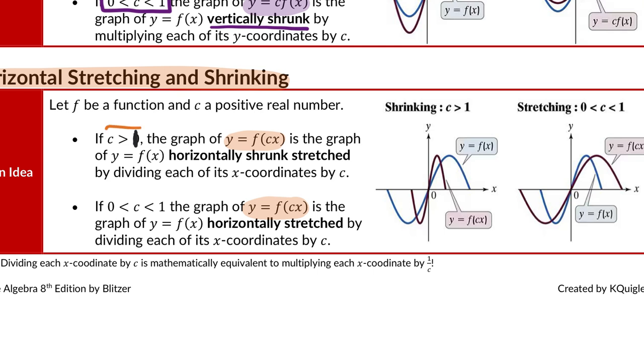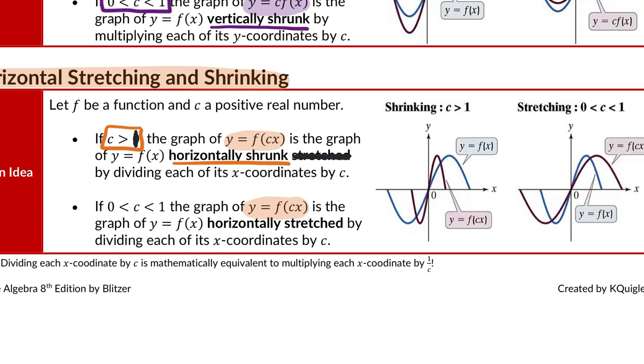So if you have a number that's bigger than 1 multiplied on the inside next to x, the graph is horizontally shrunk. Wow, that word stretched is right there. Mark that out. There's so many typos today. That graph is horizontally shrunk by dividing each of its x coordinates by c. In Algebra 1, you probably learned this, and in Algebra 2, that it was multiplied by the reciprocal. Dividing by c is multiplying by the reciprocal, and I put that down here. It's mathematically equivalent. Dividing by c is mathematically equivalent to multiplying by its reciprocal 1 over c.